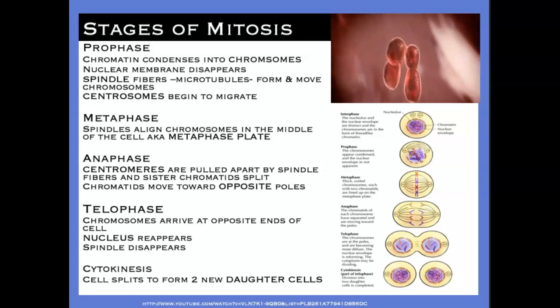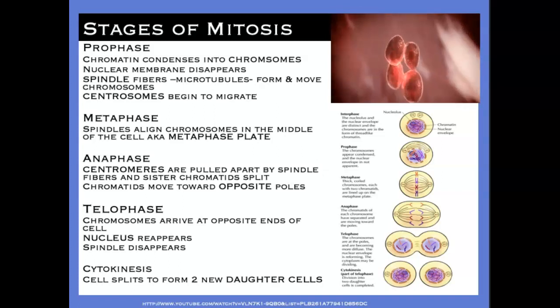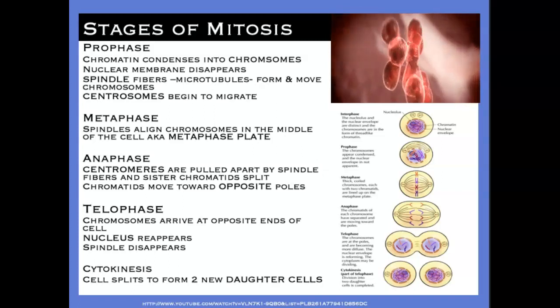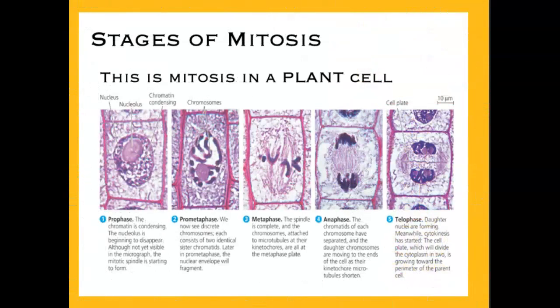Telophase, the cells begin to divide, the nucleus is going to reappear, the spindle fiber disappears, and cytokinesis is part of telophase where the cytoplasm divides. If you look at telophase in those animal cells there, you can see the pinching in of those animal cells. That's called a cleavage furrow.